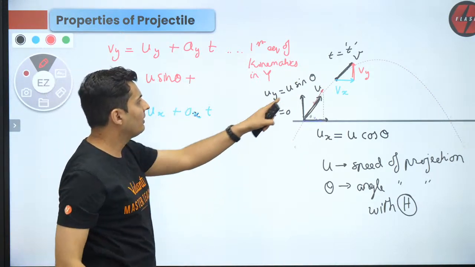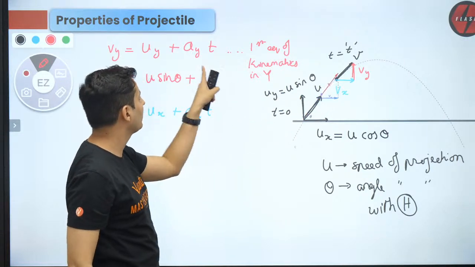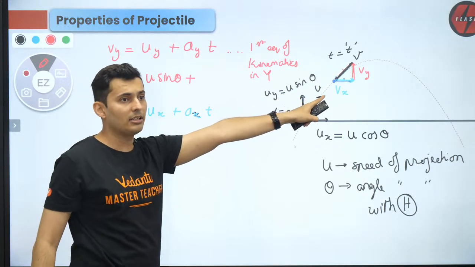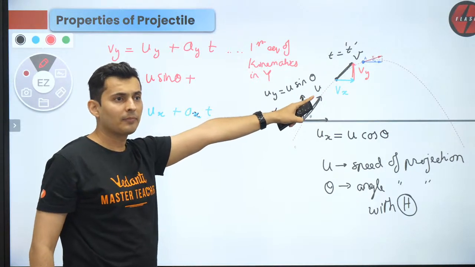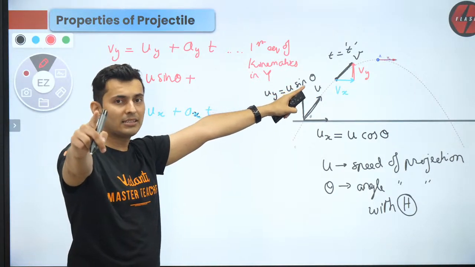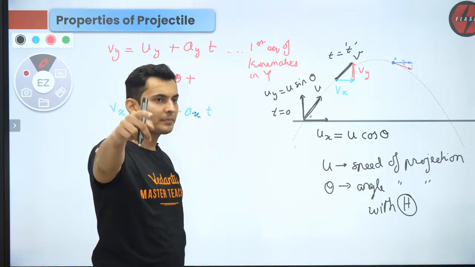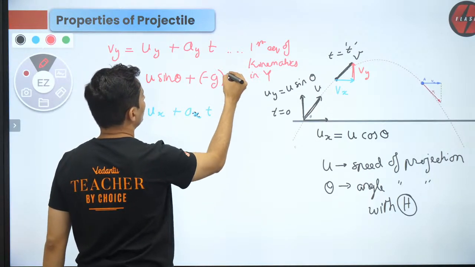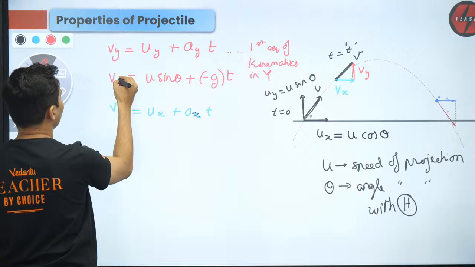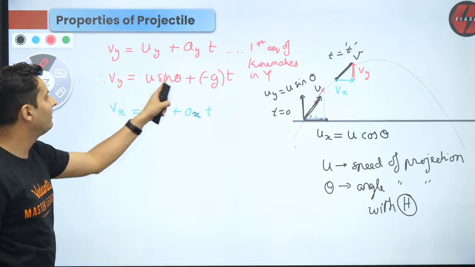Ay, what will be the value of ay, guys? Think about it. What will be the value of acceleration in the y-axis? Is it plus g or minus g? Negative g. Very good. It will be minus g into t. That's how you will find vy.